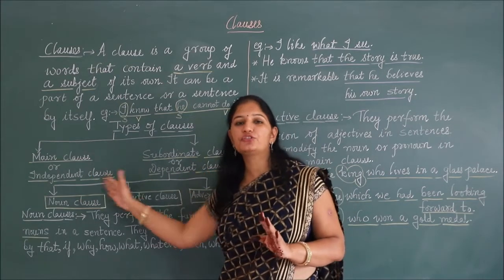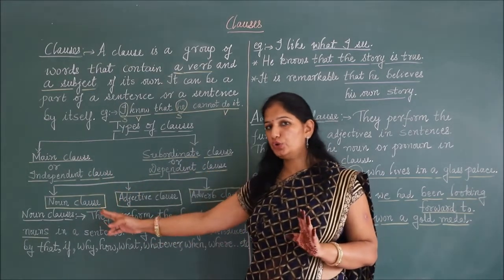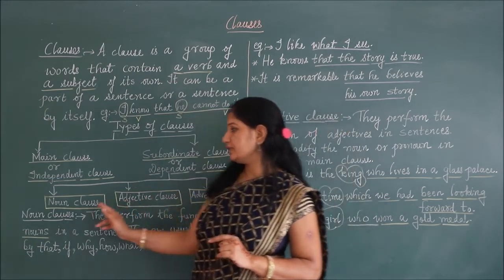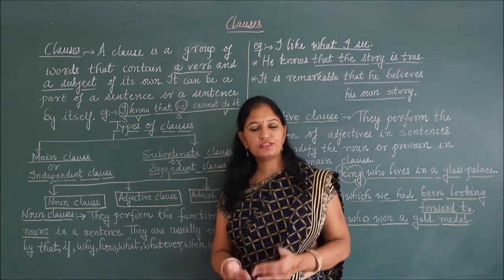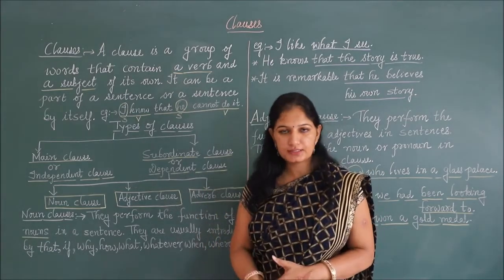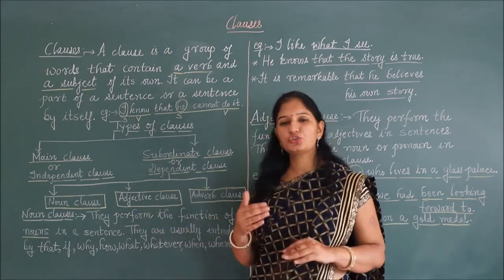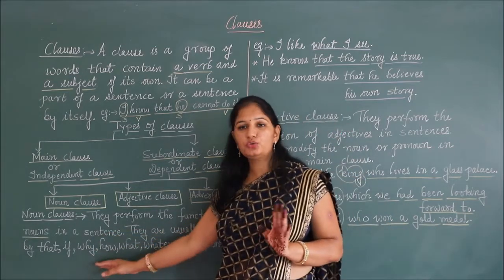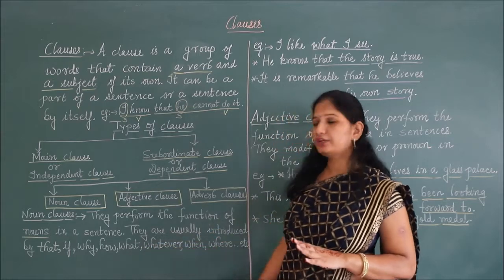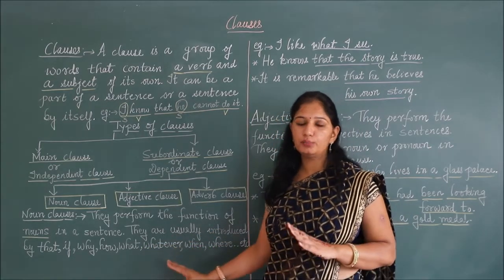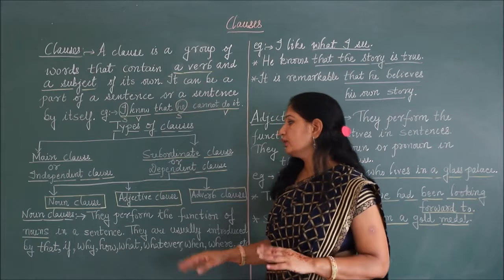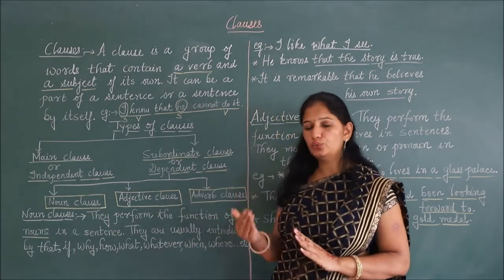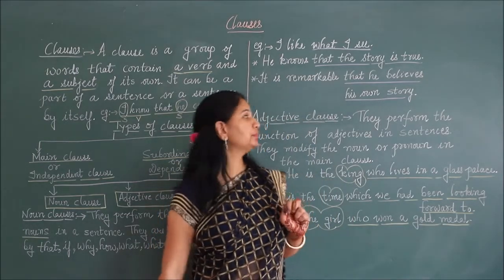So there are three kinds of dependent clause: noun clause, adjective clause, adverb clause. So let us see the noun clauses first. As we have learnt, like noun phrases, they perform the function of a noun in a sentence. They are usually introduced by that, why, what, whatever, when, where, etc. So the WH words they are introduced with. So noun clauses, they perform the function of noun in a sentence. Let us see the example.